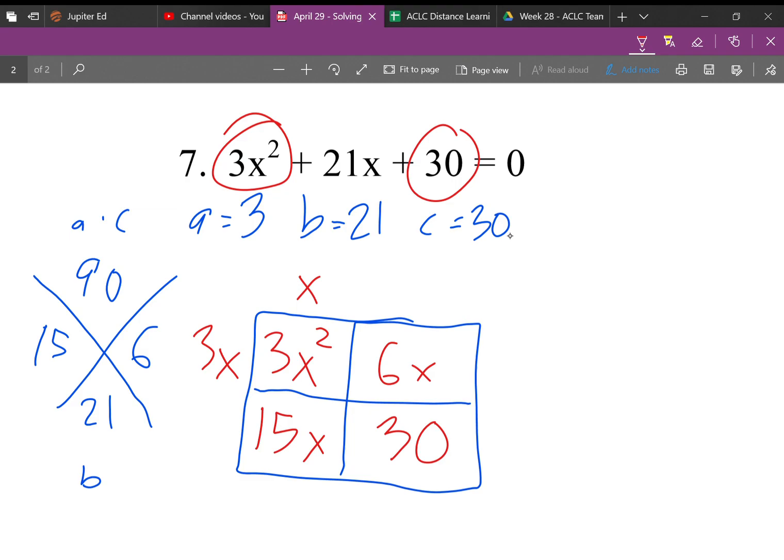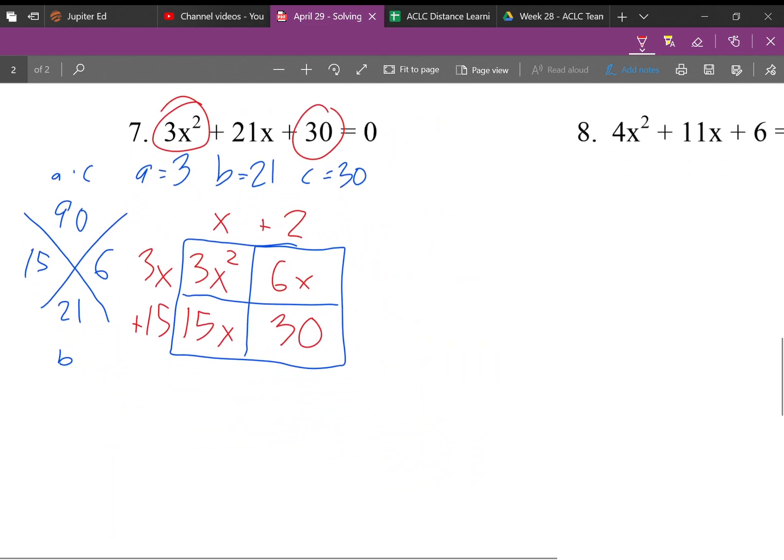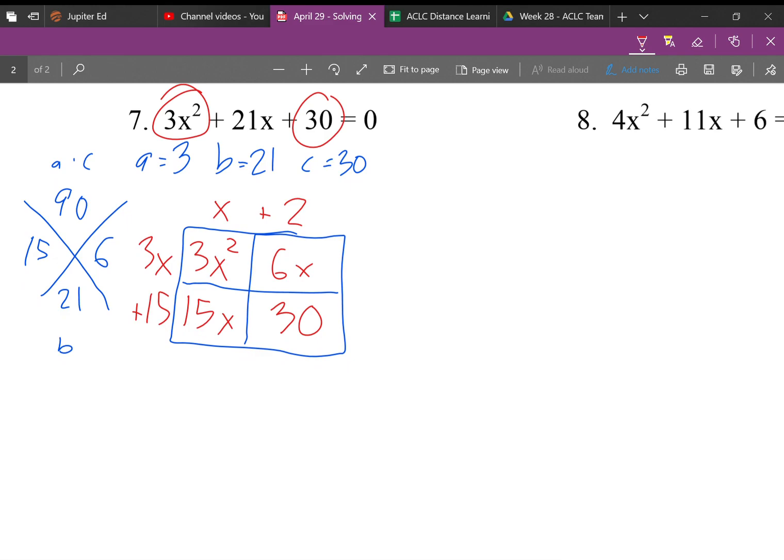3x times x is 3x squared. 3x times positive 2 is going to give me 6x. Then down here, to turn x into 15x, I need to multiply by a positive 15. And then I just check, is 15 times 2 equal to 30? And yes, it is. All right, so that's how we do the factoring. And again, that's what we've been doing for the last 2 weeks, so hopefully you're okay with that.